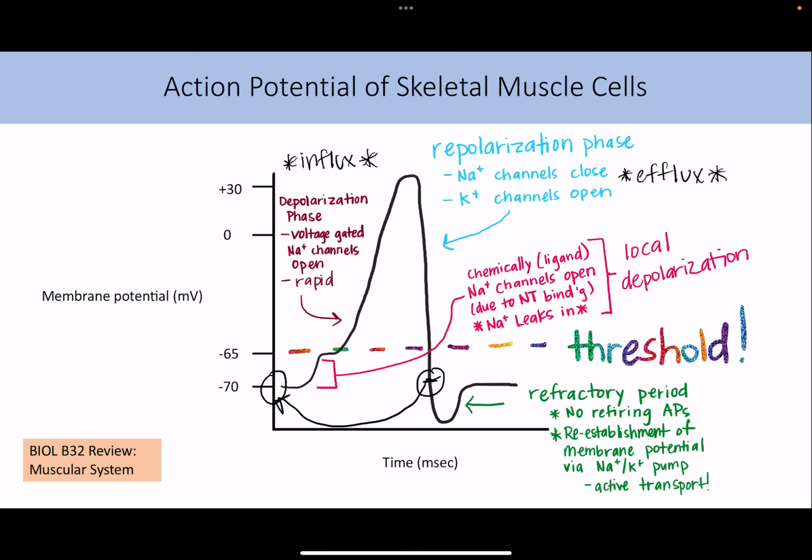Now remember, the resetting of the action potential is done by a sodium-potassium pump, and that requires active transport. And what does active transport require? ATP.